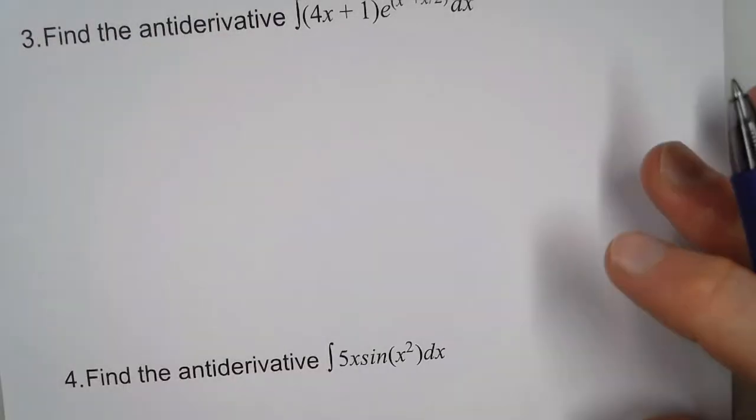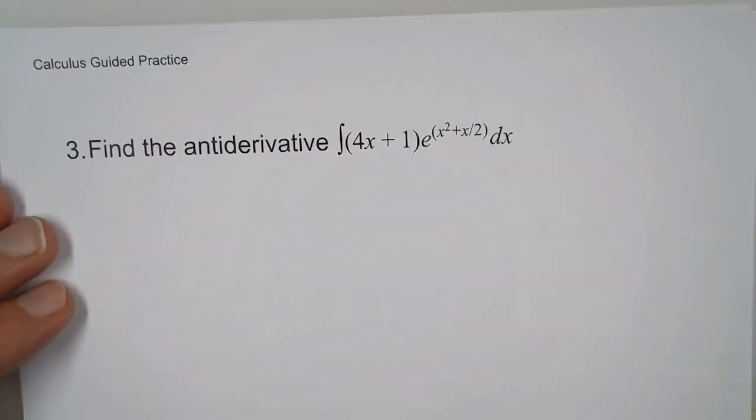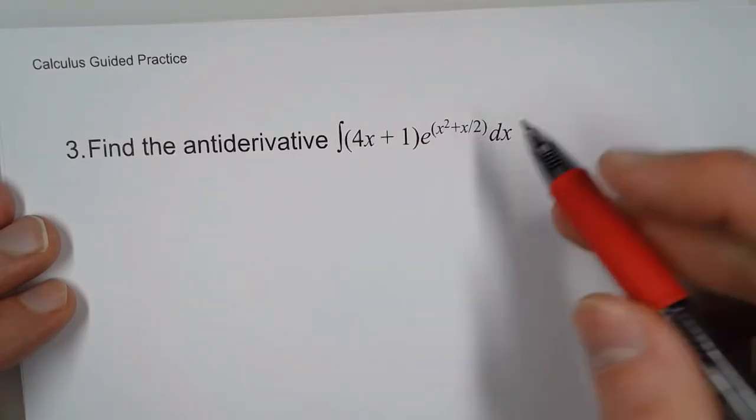On the next example, u is going to equal x squared plus x over 2.